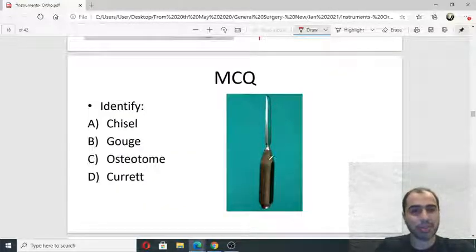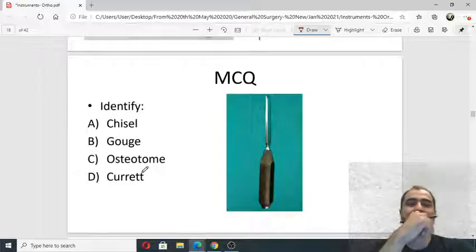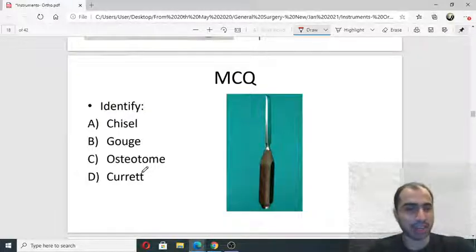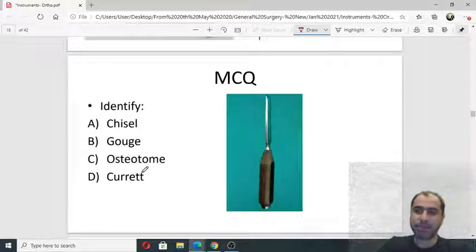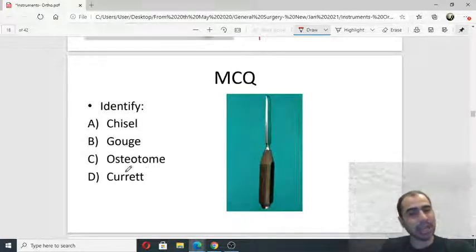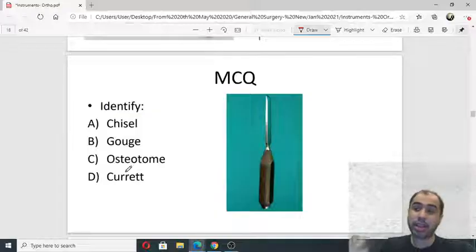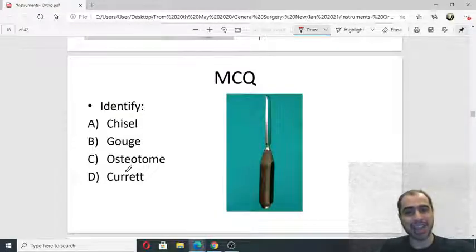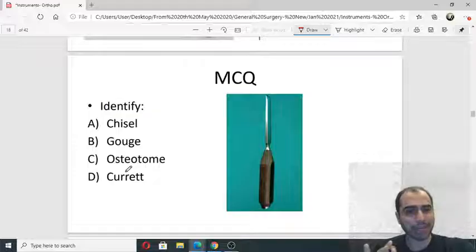What is this instrument? Chisel, gouge, osteotome, curette. My favorite question. In fact, what they do, they keep 3-4 instruments, all these names together, and then they'll tell you, tell me what this is, what this is, what this is, and then you will wonder, are all chisels, are all gouges, which is which? Once you understand the fundamental, never a problem.